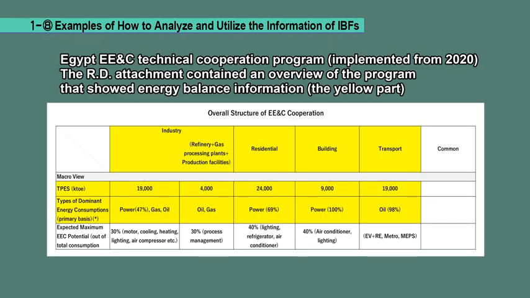Also, the document includes analyses, such as a comparison of the current state of priority sectors, and the level of EE and C that can be achieved in the future through the project. This is a list showing the effect of introducing promising EE and C technologies, alongside primary energy consumption by sector.